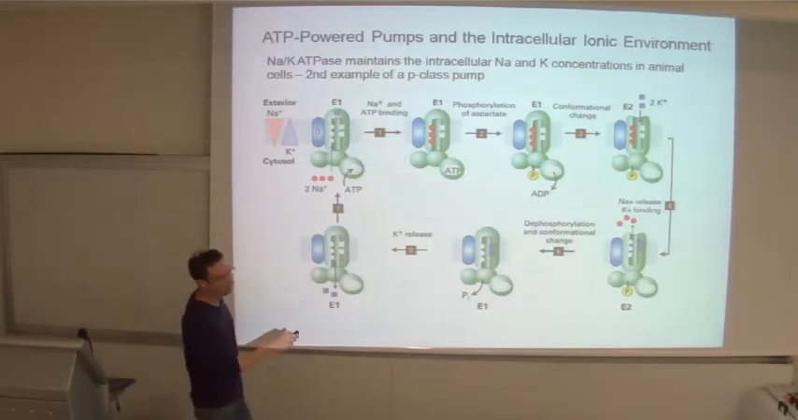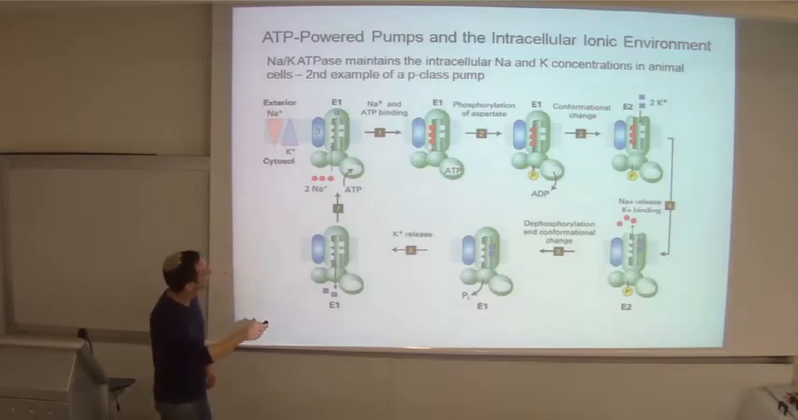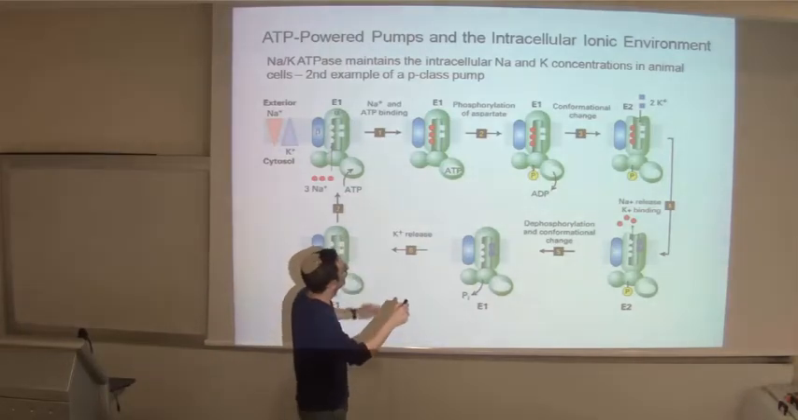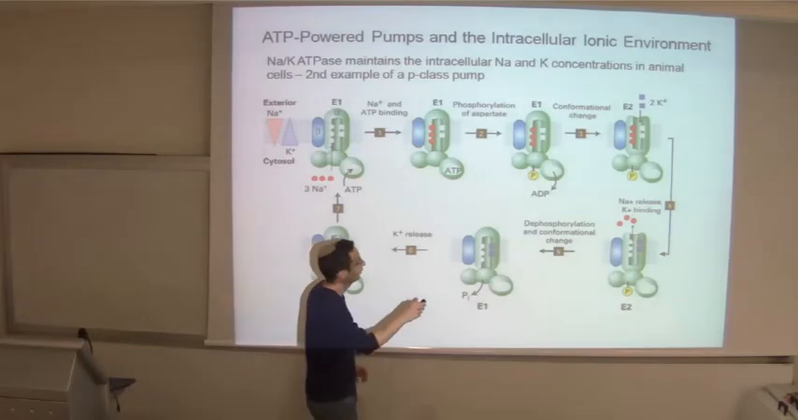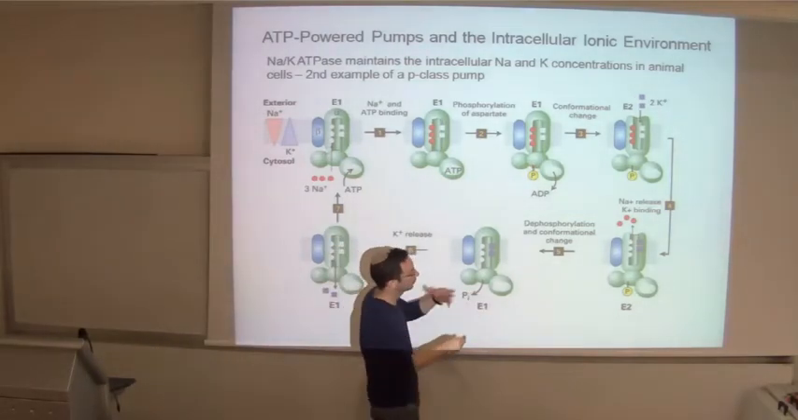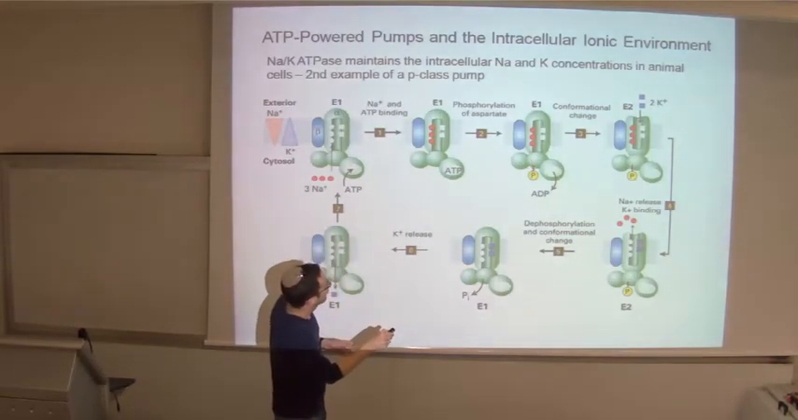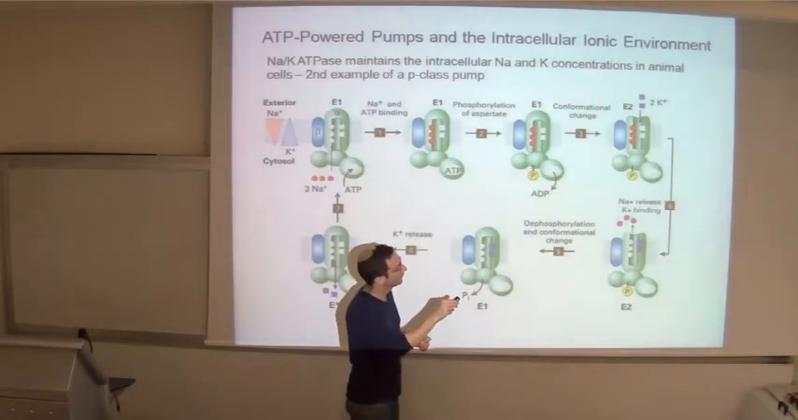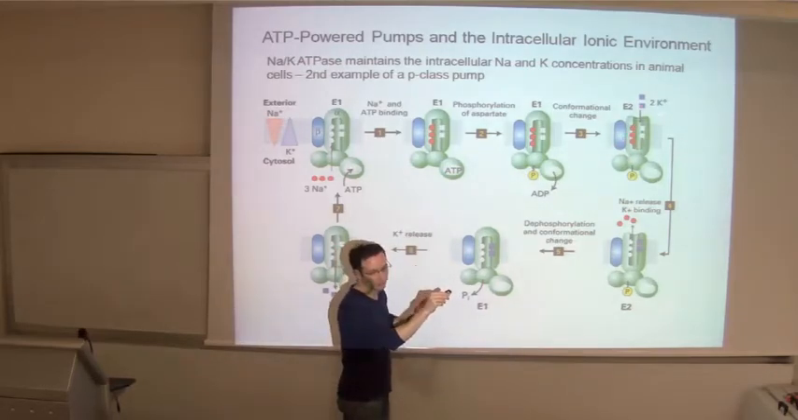Okay, now if an ATP from the cytosolic side populates its binding site, and the same for 3 sodiums from inside the cell, we start with the E1 state. We will have phosphorylation of aspartate right here. The same thing occurs. It's still a P-class pump, so we will always find aspartate as the amino acid that is phosphorylated. And this drives the conformational change to E2, where the binding sites for sodium and potassium now face towards the extracellular side.